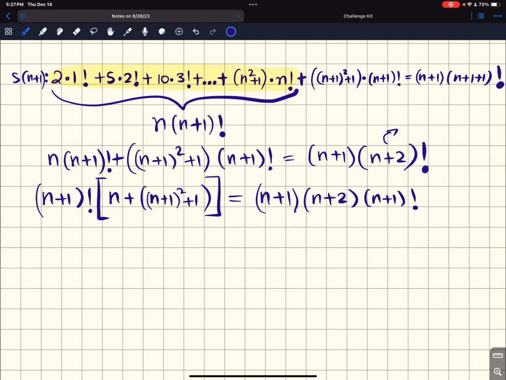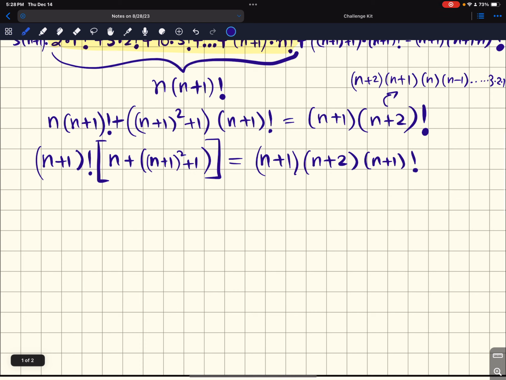So I just basically expanded this here, right? This just becomes what? n plus 2 times n plus 1 times n minus 1, and so on, all the way up to 3, 2, 1, right? So that's how I broke it down. That's something you have to kind of notice, that you can break this down and do something with it. So once you do that, you end up getting this n plus 1 factorial.